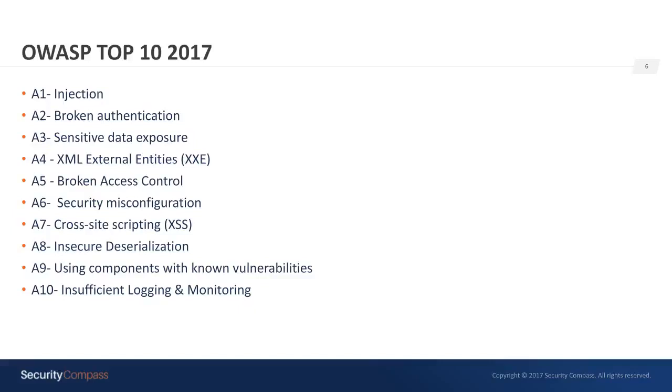Now something bad's going to happen. That something bad can translate into a large list of potential impacts, right? XML external entities is something that got added in 2017. Broken access control is very much there in the list, and security misconfiguration. A lot of vulnerabilities that are seen in web applications do tie back to security misconfiguration issues.